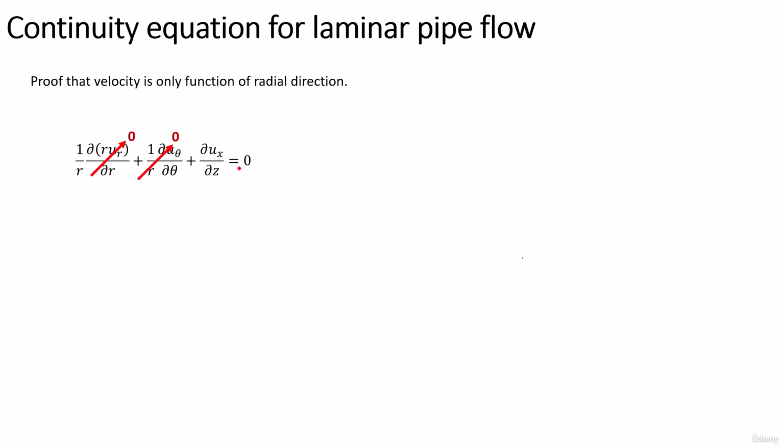This implies that partial u by partial z is equal to 0. And this implies that ux, we are talking about when the flow is fully developed, okay? It means that the gradient is 0. So it implies that ux is a function of the radial direction, because it cannot be a function of anything else. So it's not a function of the z direction, then it is changing in the r direction, okay?